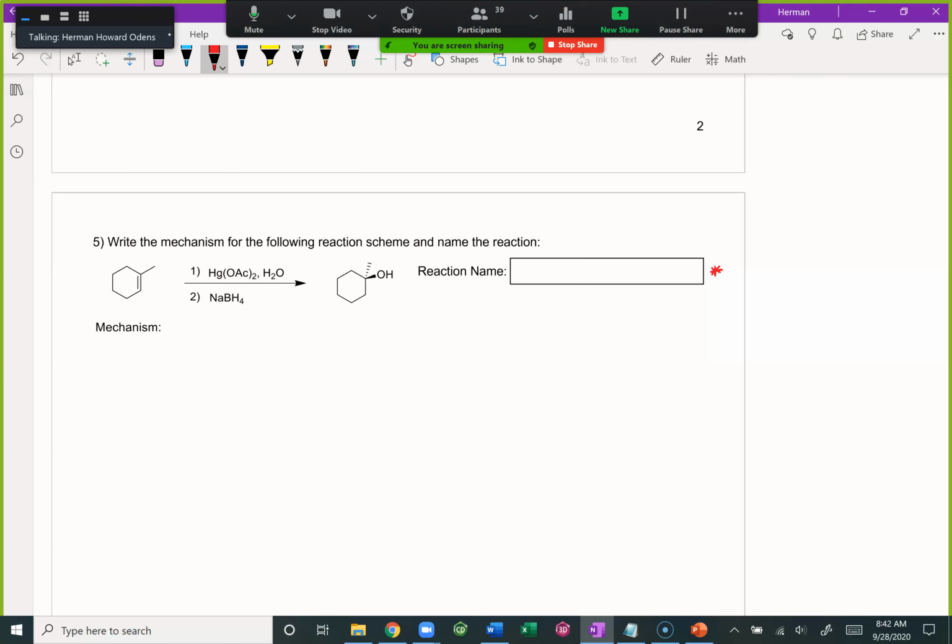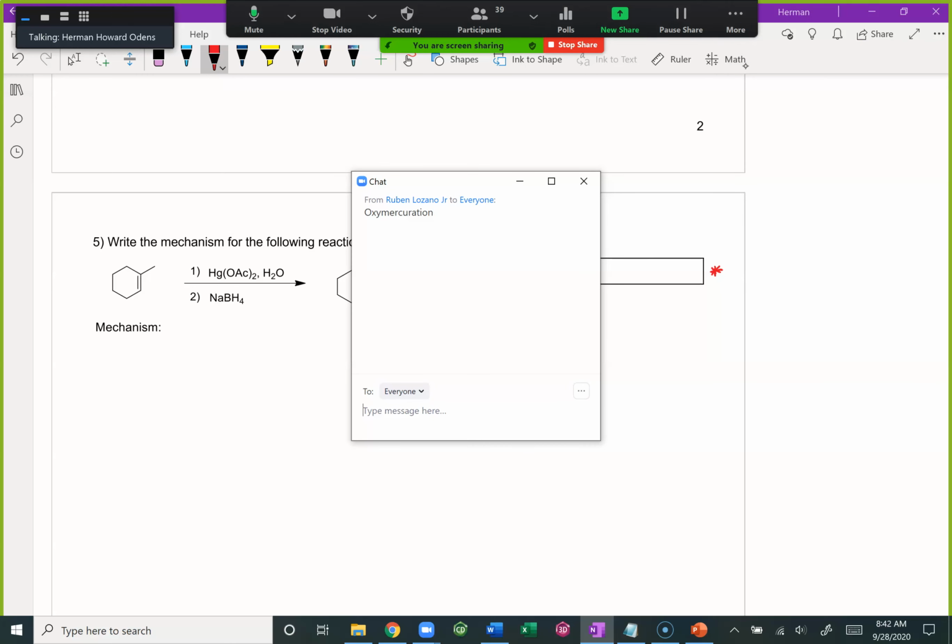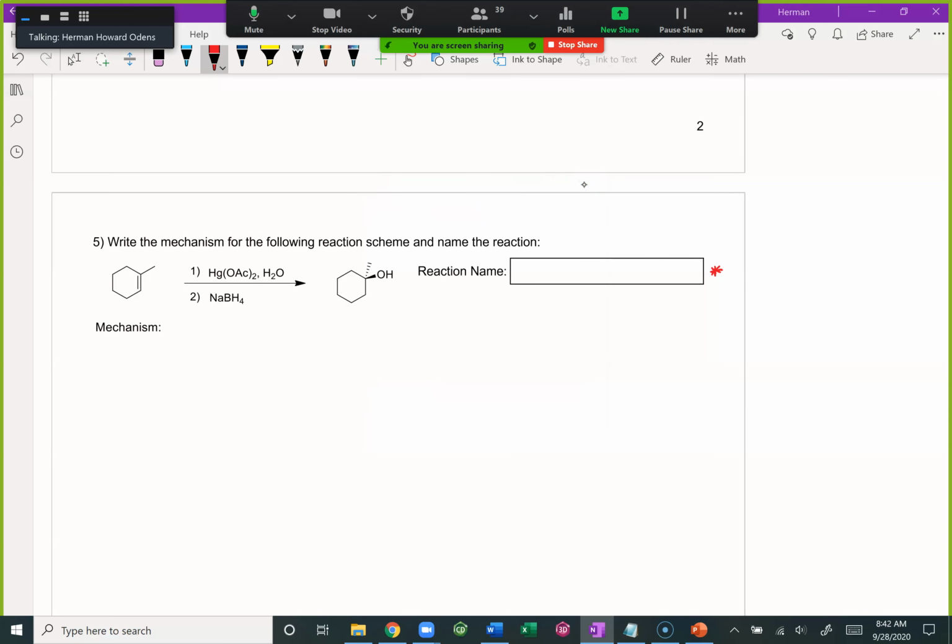So let's go over here. This reaction, what's the name of this reaction? Anybody found it? Yes, let me see the chat. Yes, Ruben Lozano, very good. So oxymercuration, but that is the first part of the name. There's also a second part called demercuration. This type of reaction is cool because they don't have a last name.